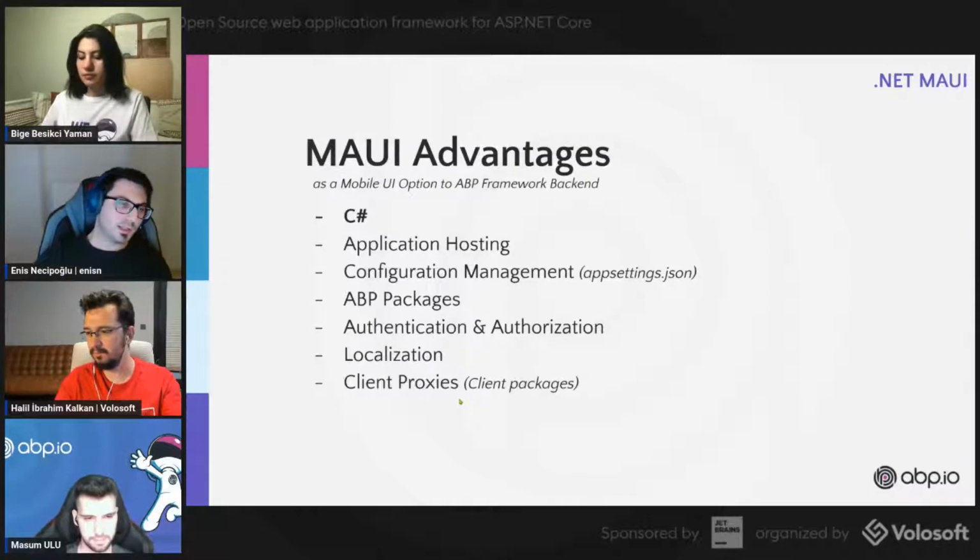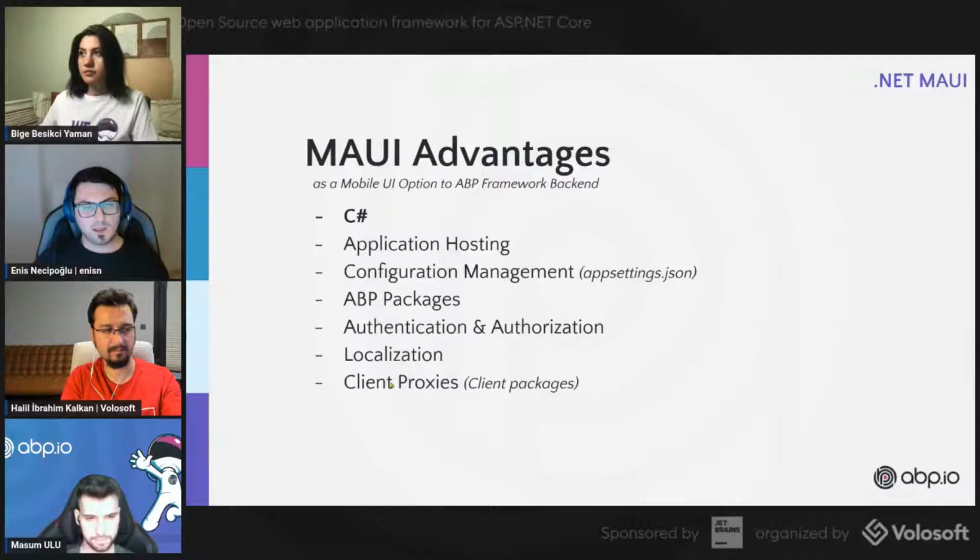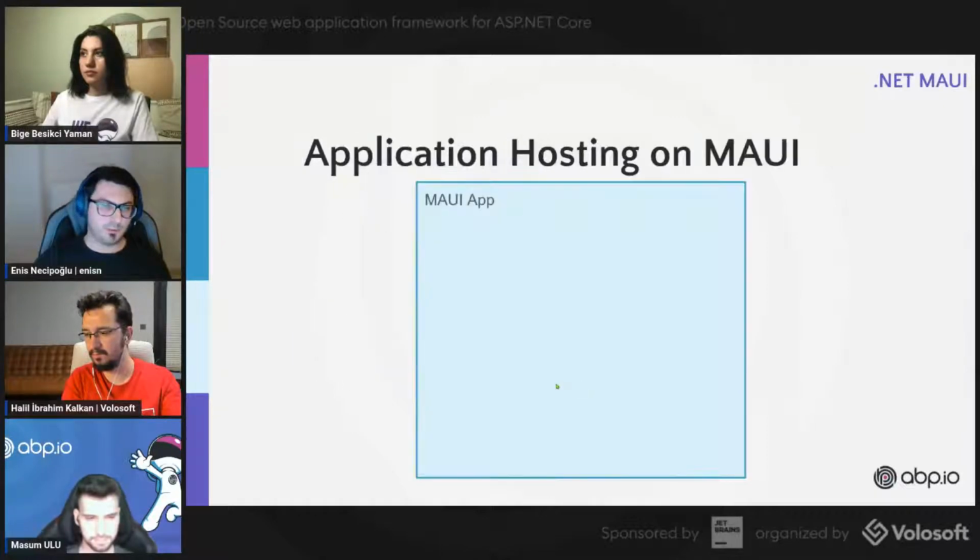The most important thing is client proxies. You can also think of them as client packages or HTTP API client. You can directly add your contracts to your MAUI application, and you can call your backend without writing any HTTP client code in your application. So this will make your development really easy and fast.